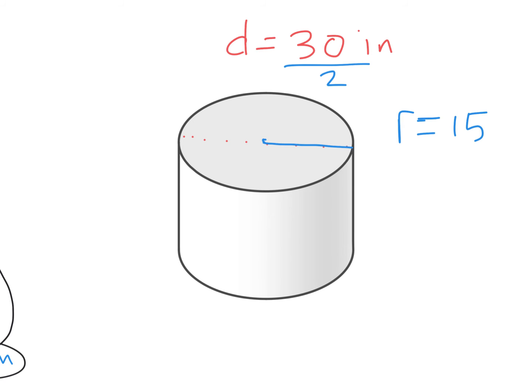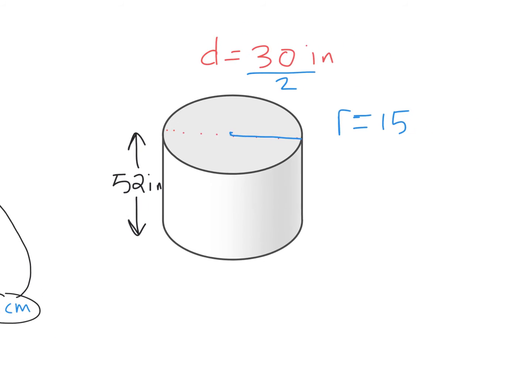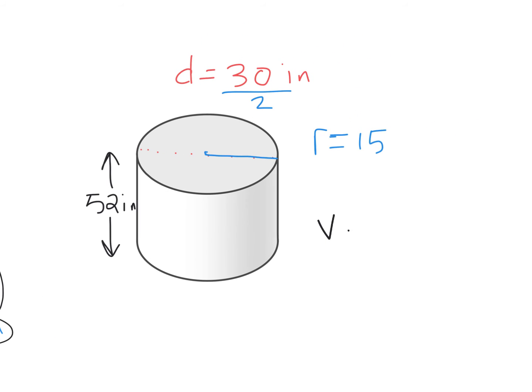Now, what if we also knew on this cylinder that our height was 52 inches? Okay, so we have a height this way of 52 inches. Well, we have enough information now to find the volume of our cylinder. We're going to use our equation: volume is equal to pi r squared times the height. Remember, pi r squared is just the area of that circle.